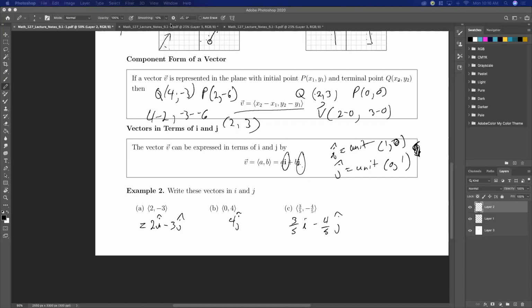All right, let's go ahead and move to the next page. All right, next page, please.